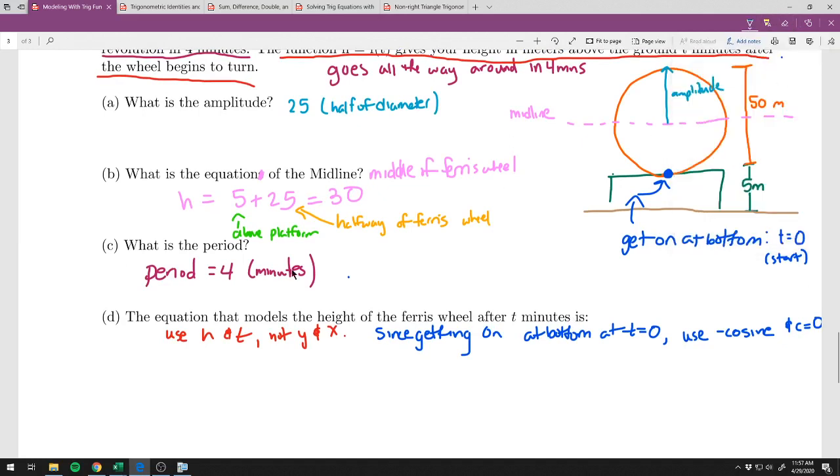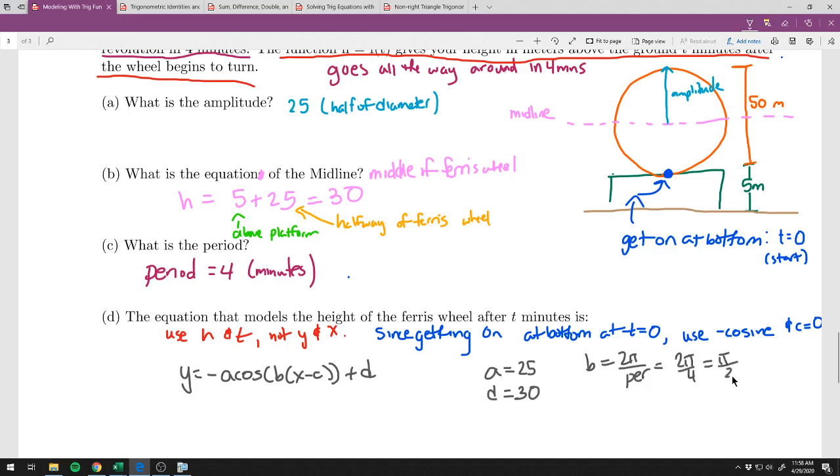All right, so let's go ahead and put this all together in our equation. We have y equals negative a cosine of b times (x minus c) plus d. We have a from part A, which is 25. We have d from part B, the midline, which is 30. We have b, which is 2 pi over the period, and we figured out the period is 4. 2 pi over 4 is pi over 2. And then lastly, we just discussed c should be 0, because we know when the bottom is happening, and that is at t equals 0.